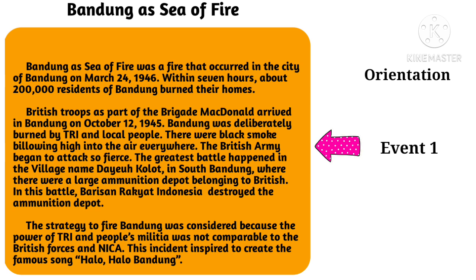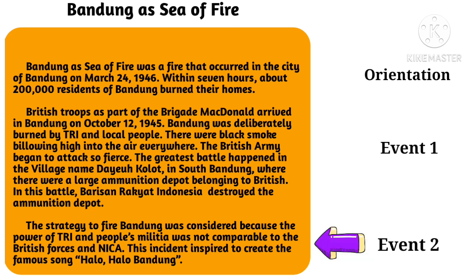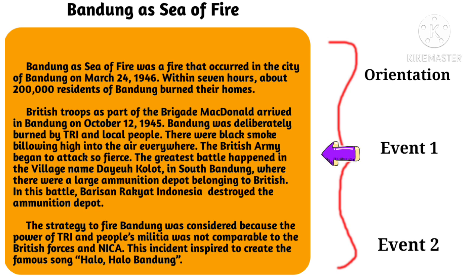Then, the second paragraph here, we call the events part. In this part, the writer tries to describe the events that happened in the past about Bandung as a Fire. In the events part, the writer can develop it into some paragraphs because the writer describes the events that happened in the past. So, we can see from the text here, my students, there are two events. The second paragraph is the first event and the third paragraph is the second event.